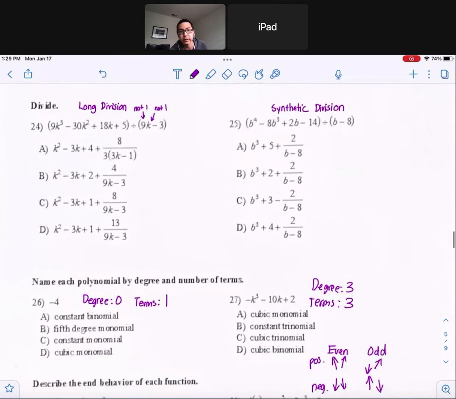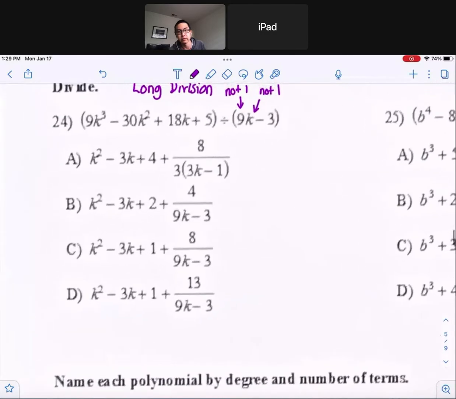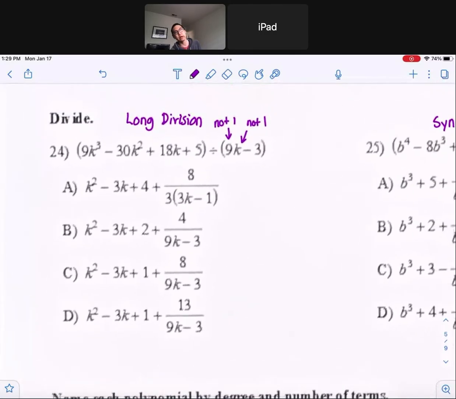21 to 23 are skipped. Alright, so long division. When your divisor, you guys, doesn't have a coefficient of 1 or doesn't have an exponent of 1 either, that means you have to divide by long division. So 9k minus 3 goes into 9k to the third minus 30k squared plus 18k plus 5.